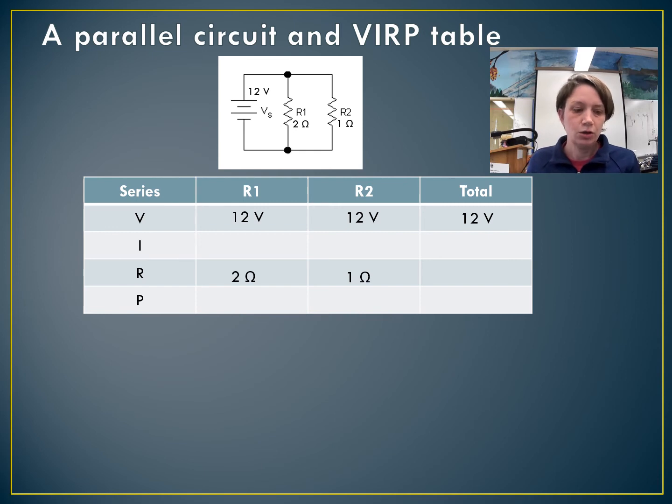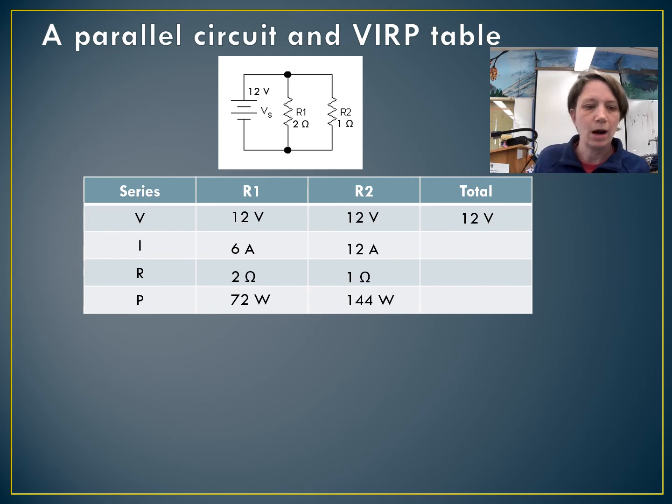From here, you can go ahead and calculate I and P in those columns using your Ohm's law and your power equation. And so we've got two columns completely filled out. The last thing we need to do is get a second value for that total column. We can actually get there a lot of different ways. I usually think about current myself, but there's other ways to get there, as you'll see in a minute.